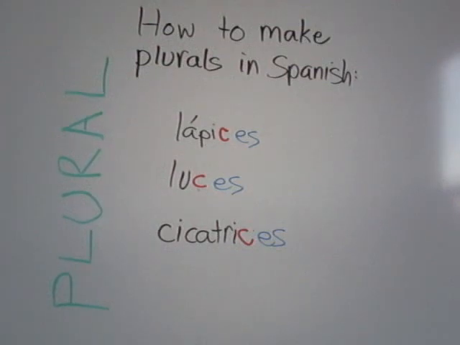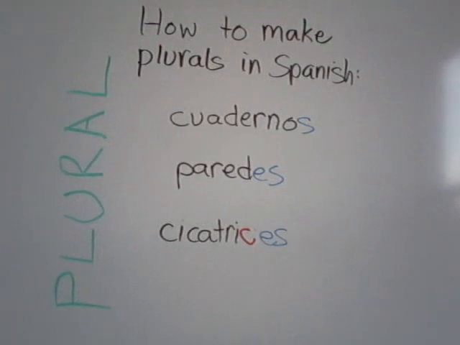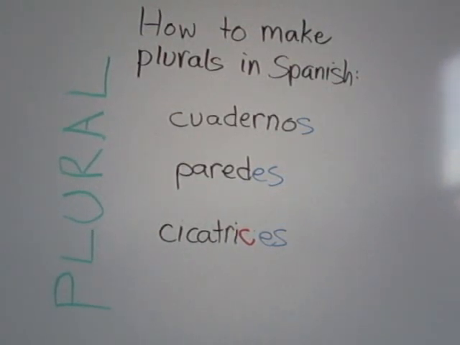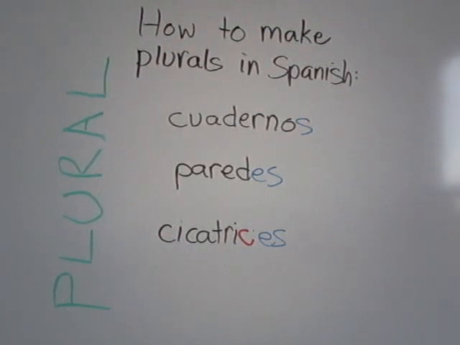So those are the simple rules. Just add an S if it ends in a vowel. Cuaderno, cuadernos. If it ends in a consonant, you add ES, paredes, which are walls. And if it ends in a Z, you still put the ES on there, but make sure you change the Z to a C.